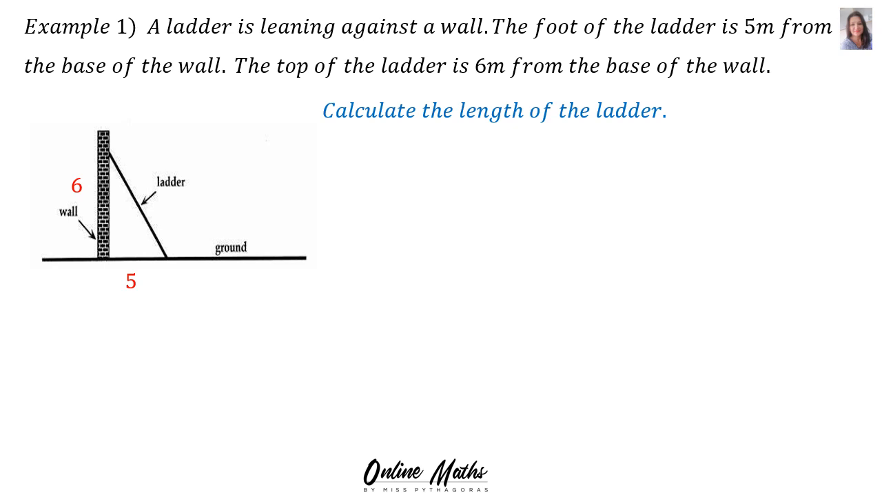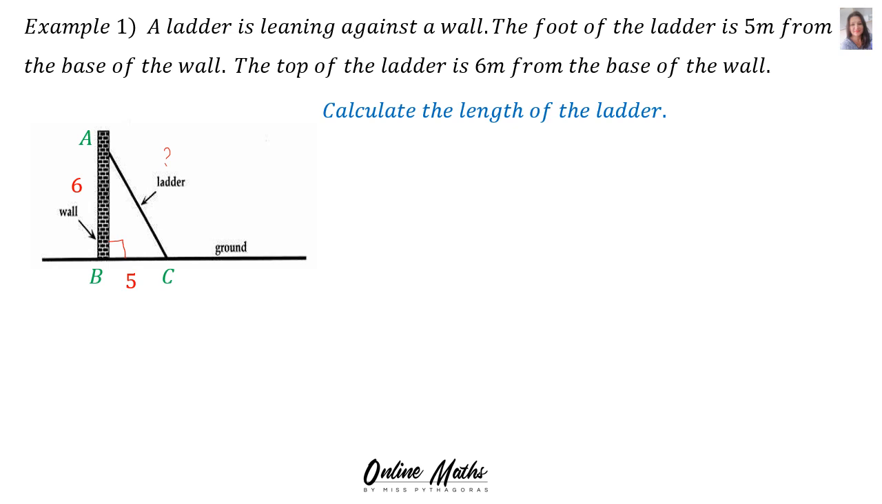Now the first thing that you will realize is that there's no labels. So let's label it quickly. Let's call that one A, B, and C. Then the next thing that I want to teach you is that a building or a wall will always form a right angle with the ground. So what can you see? Suddenly there's a right angle triangle. So we can work out the length of the ladder using the theorem of Pythagoras.